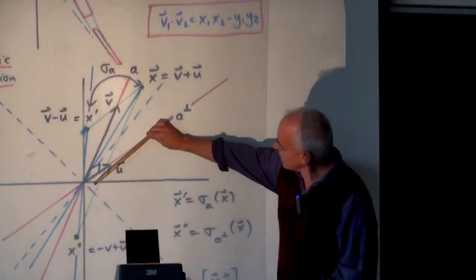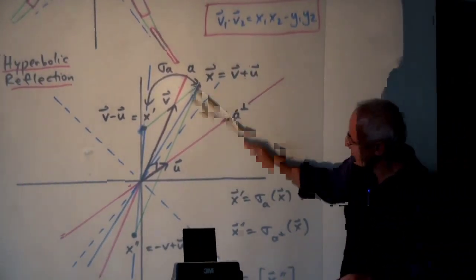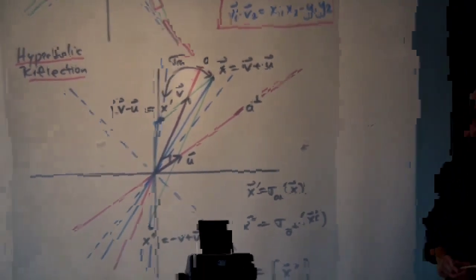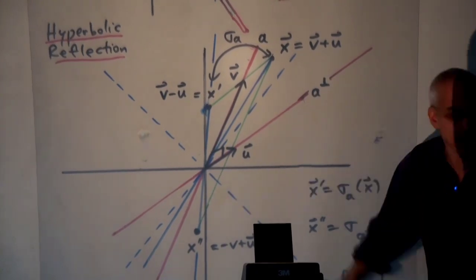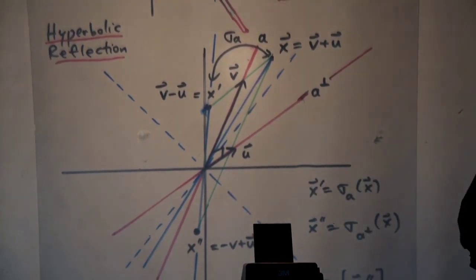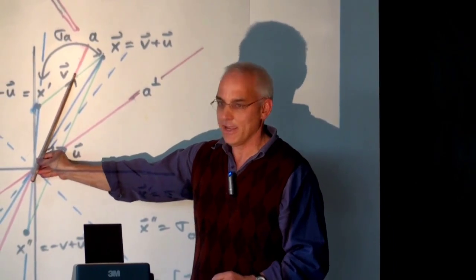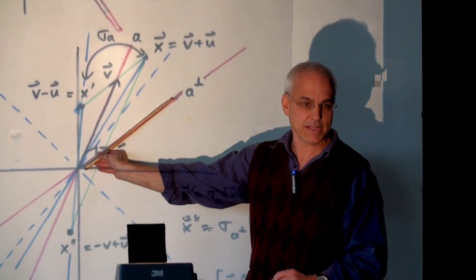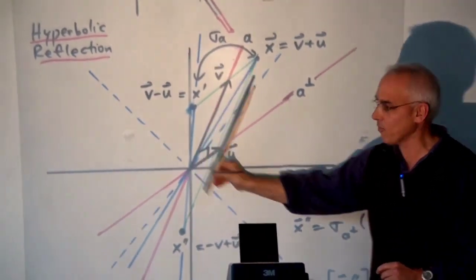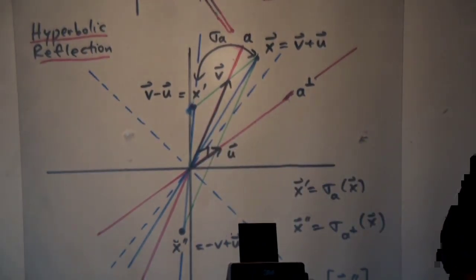Now, if we had reflected in A perp, then all we would have done is negate v instead. We would have ended up down here. And it's important to notice that the relationship between this point and this point is that they're still on the same line, because one is just the negative of the other. So when you're looking projectively, the effect of reflecting in this line is the same as the effect of reflecting in the perpendicular line. That's a very important point. When we work projectively, the effect of reflecting in a line or its perpendicular is the same.